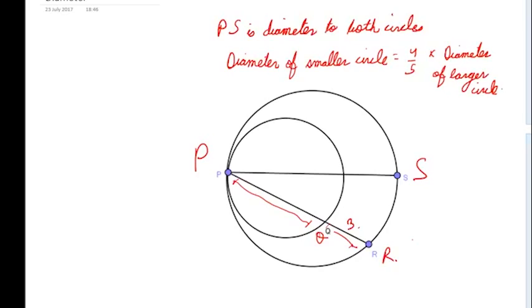Yeah, similarity is the idea. So this is the diameter, so we'll just use what we learned just now. If I join these two parts, since it's a diameter, it will subtend 90 degrees. So this angle will be 90, this angle will be 90. I know that the diameter of the smaller circle is 4 by 5 times the diameter of the larger circle. So I can assume this length to be 4x, this length to be 5x.